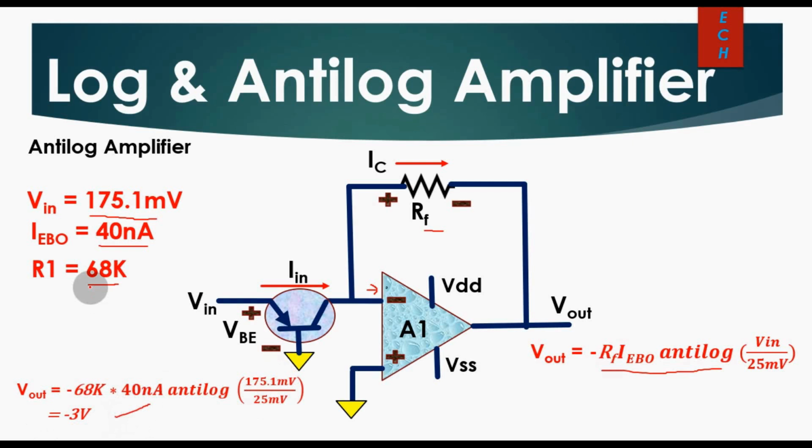So you can see in our previous example we had an input of 3 volt and we were getting 175 millivolt. Here you have an input of 175 millivolt and you are getting 3 volt, right?